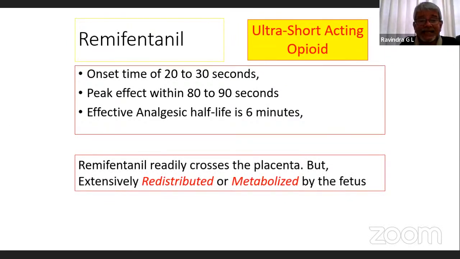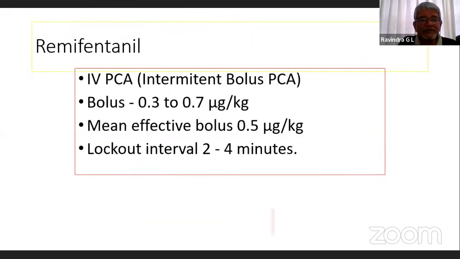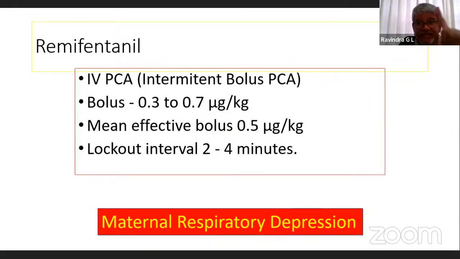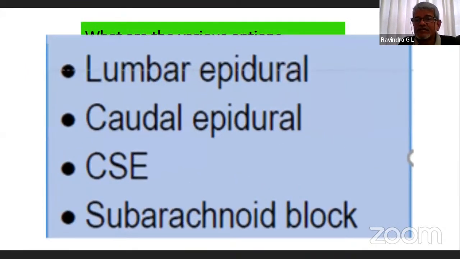Remifentanil readily crosses the placenta, but is extensively redistributed and metabolized by the fetus. So fetal neonatal depression is very little. It is an ideal parenteral labor analgesic, true, but over a period of time, remifentanil causes maternal depression, and there have been many maternal depression and respiratory arrests. That is the reason why it is going out of the market. So maternal respiratory depression is the most important complication that can occur with remifentanil IV PCA. That leaves us with the regional techniques: the lumbar epidural, caudal epidural, combined spinal epidural, and the subarachnoid block.